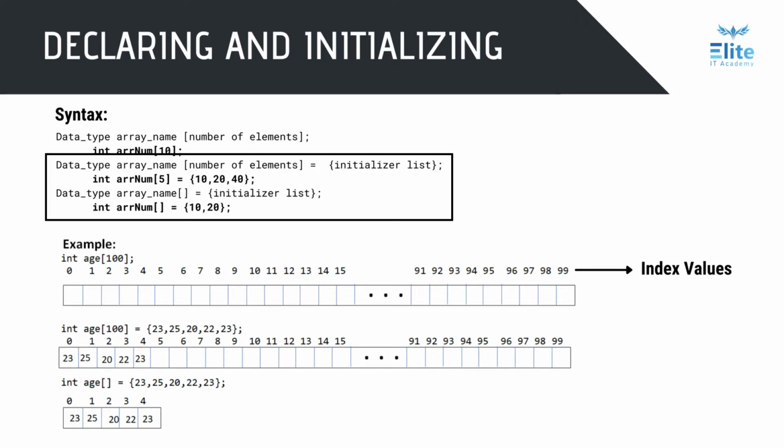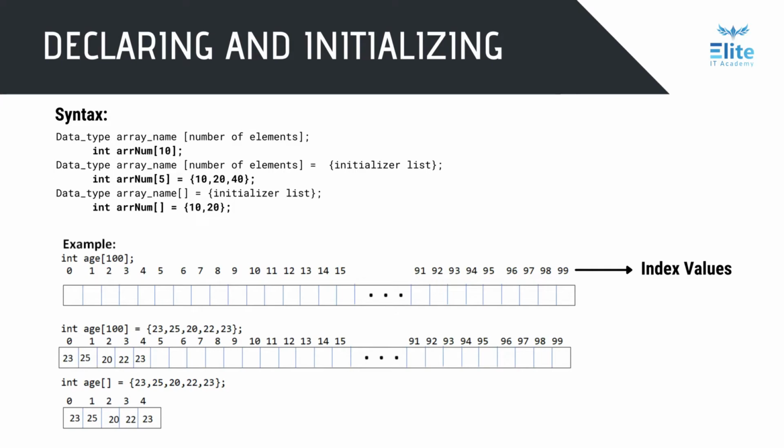Another version of declaration of an array is when the initializer list is specified. As can be seen here, the initializer list is a list of constant initializers enclosed within curly braces and separated by commas. If the number of elements in the initializer list is less than the number of elements in the array, then the initial elements of the array are initialized. In this example shown here, the first two elements of the array are initialized with 10 and 20. The third element is initialized to 40.